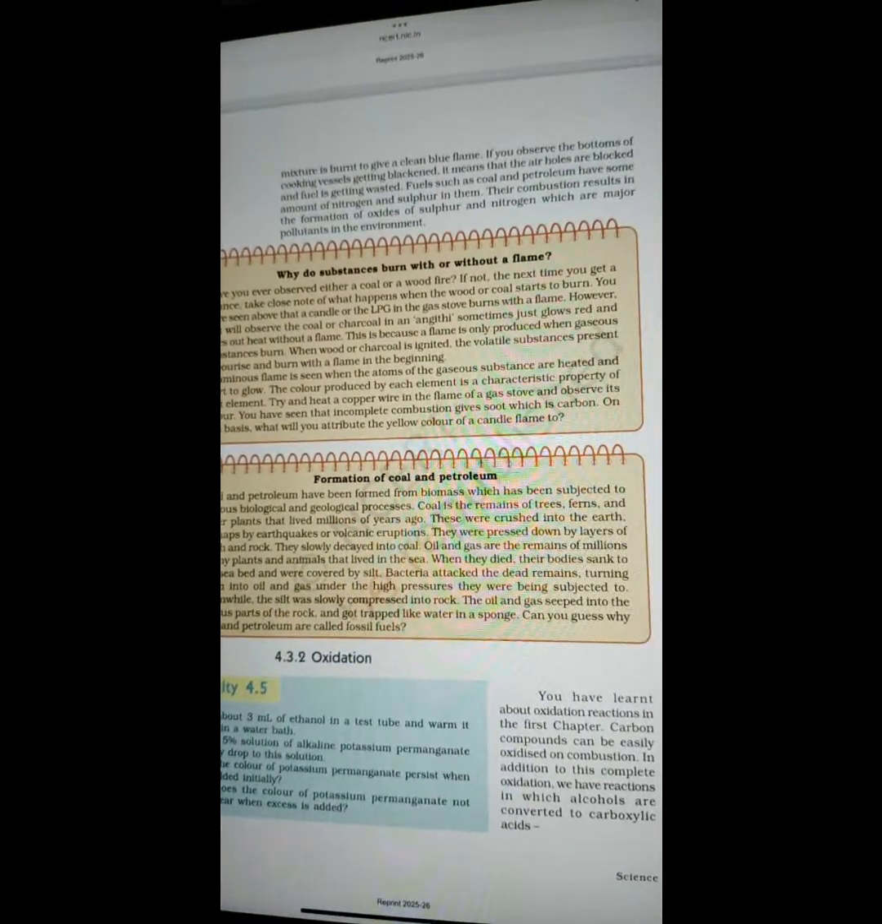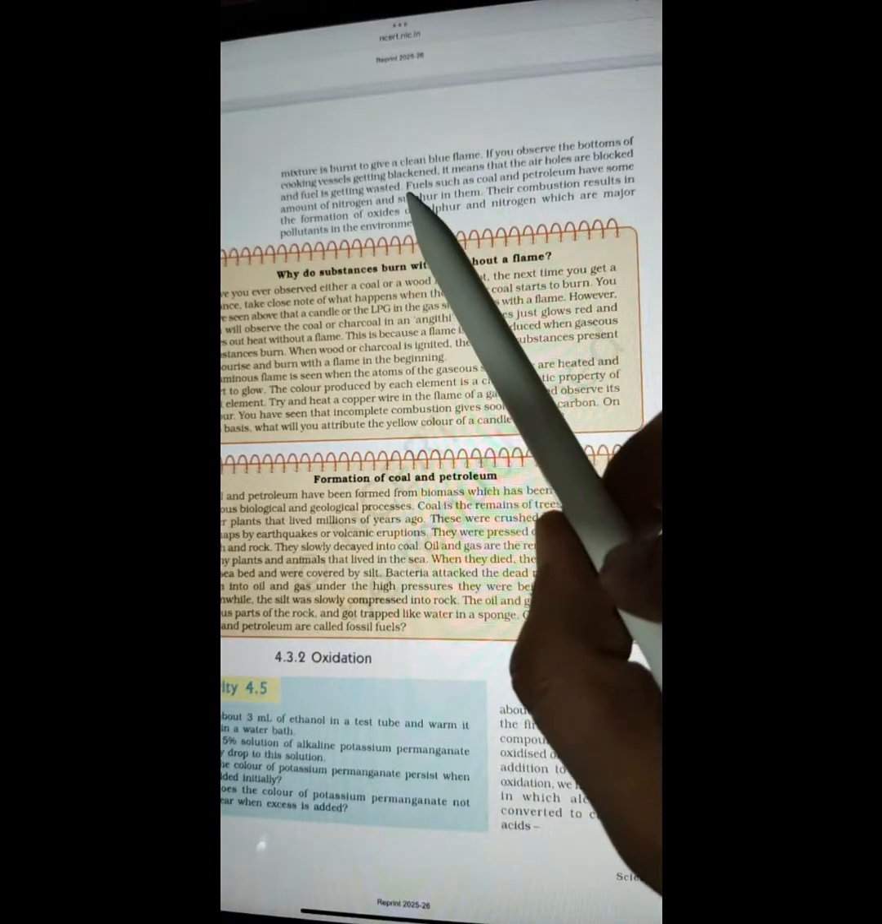The last paragraph, saturated hydrocarbons will generally give a clean flame, while unsaturated carbon compounds will give a yellow flame with lots of black smoke. This results in a sooty deposit on the metal plate in activity 4.3. However, limiting the supply of air results in incomplete combustion of even saturated hydrocarbons, giving a sooty flame. The gas and kerosene stoves used at home have inlets for air so that a sufficiently oxygen rich mixture is burnt to give a clean blue flame.